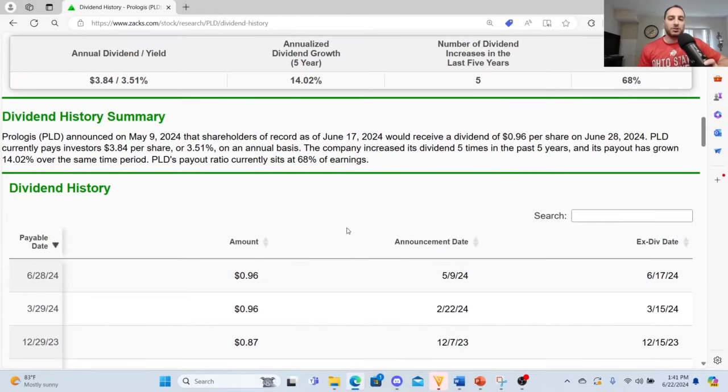Now, who cares about payout ratio? Remember, funds from operations is more important. Number of dividend increases in the last 5 years is 5. Dividend growth in 5 years is 14.02%. So if you bought one share, you made $3.84 with a 3.51% dividend yield. Now, again, you can argue what's a high yield. I'm just going to consider it higher than 3%. Some people can argue 5. I'll just say 3% or more. That's pretty good yield and dividend growth. 5 years, 14.02%. Let's check out the next REIT.